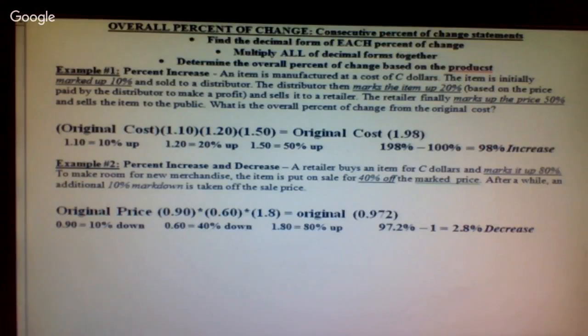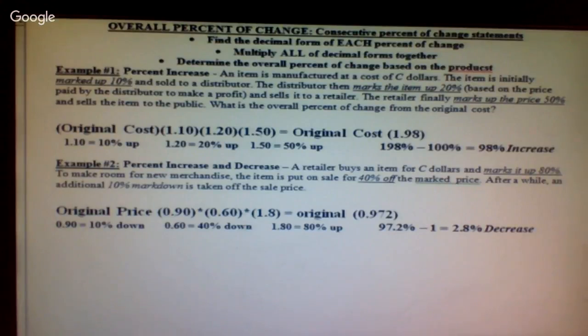So, if you look at example 1, it says it was originally marked up 10%. So that's 1.10. Okay, you add the 10, change it to a decimal. Then we mark it up again 20%, so 1.20. Finally, they mark it up 50% on top of that. So you would multiply all these together, you get 1.98. If you subtract 1, that leaves you with 0.98, which means you had a 98% increase.